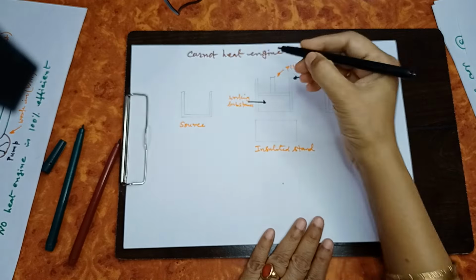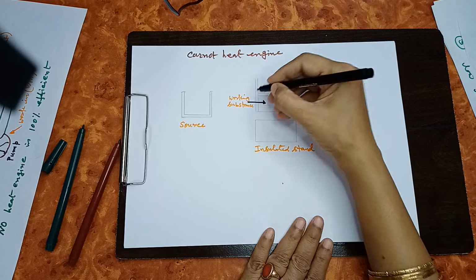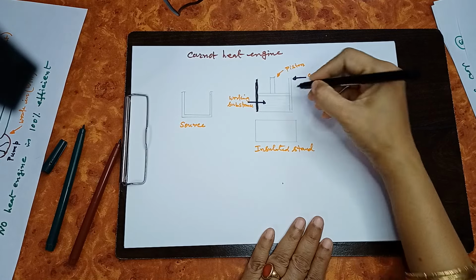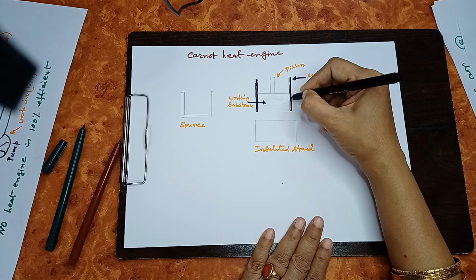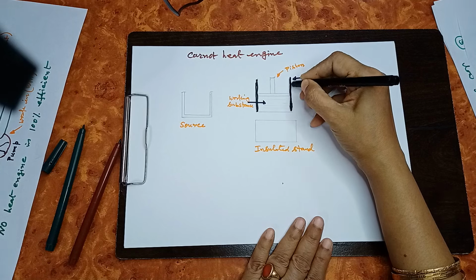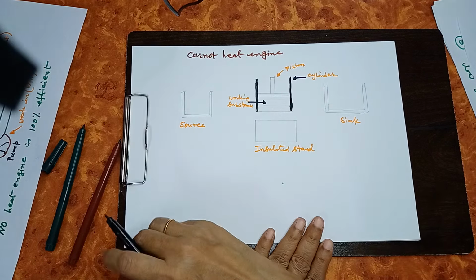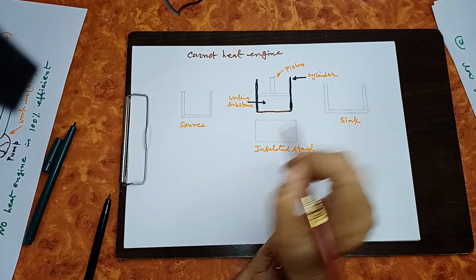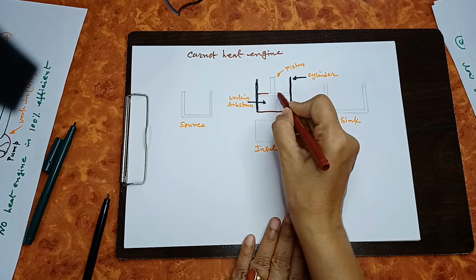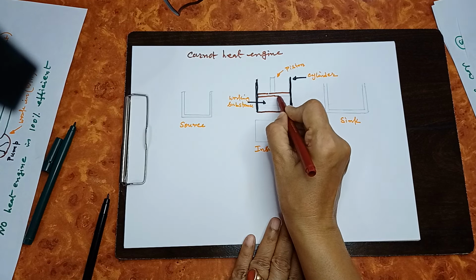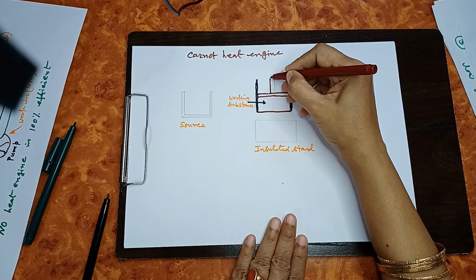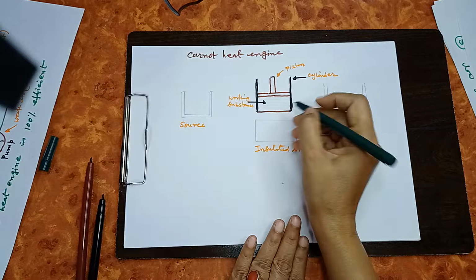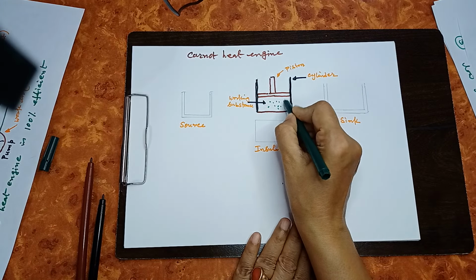So what is there? The central part of this heat engine is a cylinder. This is one cylinder. Okay, and in this cylinder, these two walls are insulated, right? And this base is not insulated, this is conducting. And this cylinder is attached to a frictionless piston. This is the piston which can move up and down. Okay, and inside the cylinder some working substance is present.